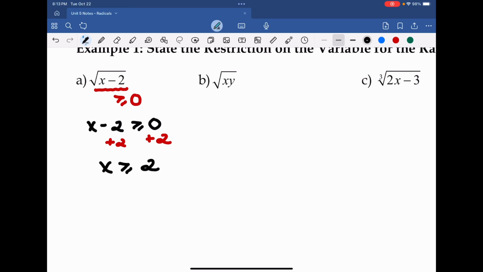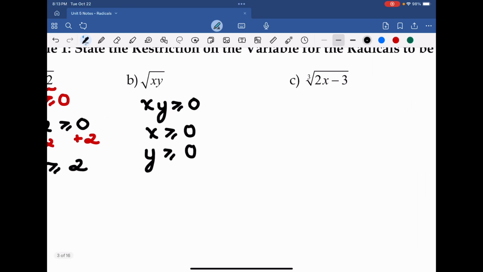Okay, for my next one, as long as x and y are greater than or equal to 0, then this radical will work. Meaning, as long as x is greater than or equal to 0 and y is greater than or equal to 0, we're fine, because we can definitely have 0 under the radical, we just can't have a negative under a square root.